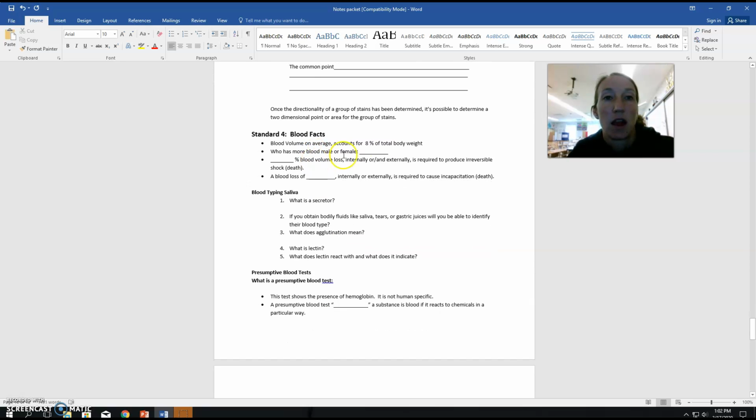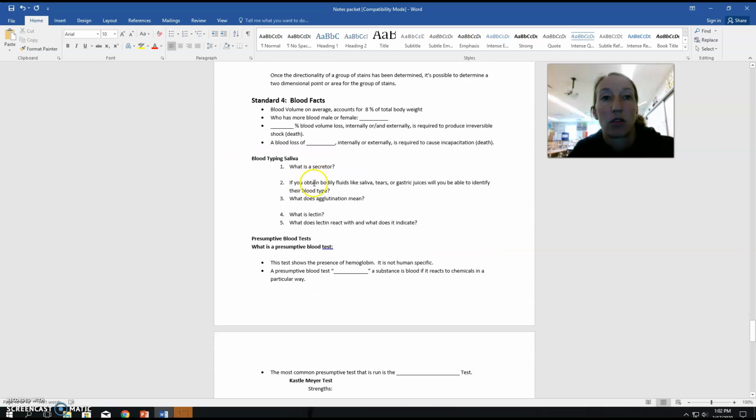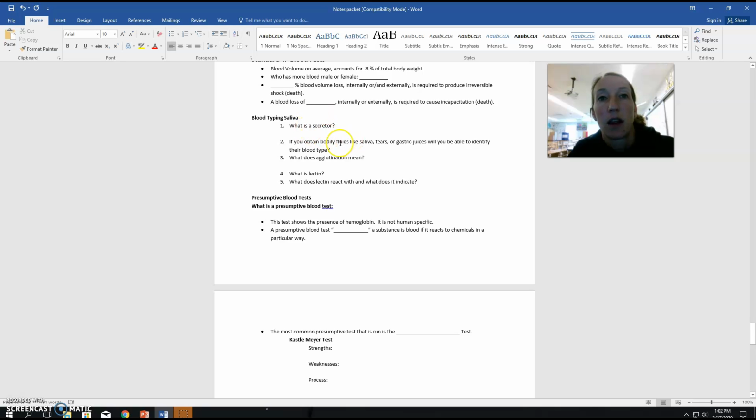All right, moving on down. You got some blood facts. You can review through that. The big thing I want to look here now is the secretor. If you are a secretor, you can use your saliva, your tears, other bodily fluids to determine what your blood type is. A, B, O, or AB blood type.